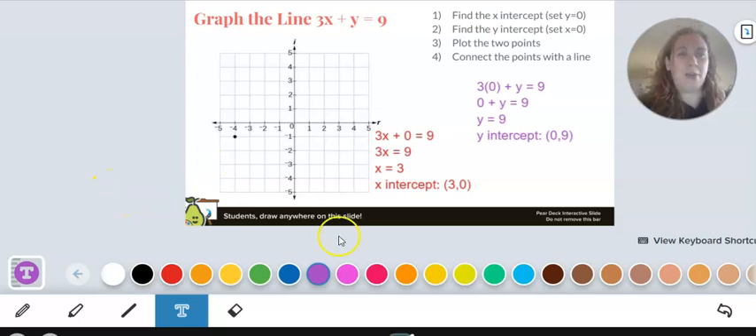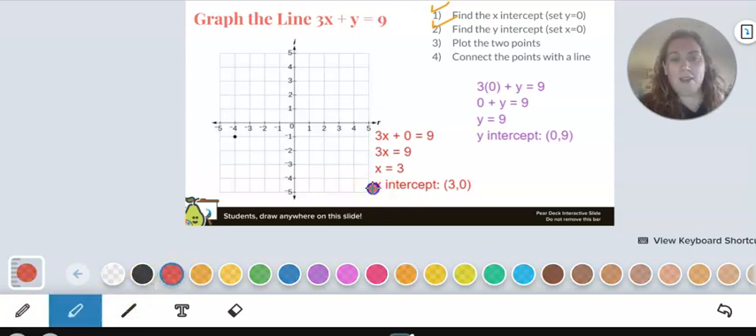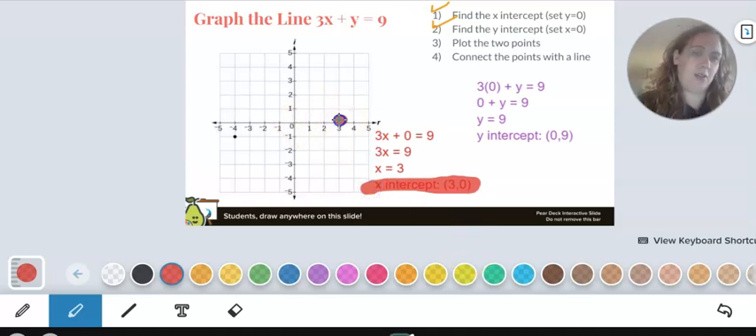All right, we are back for part 2 of the Peardeck. So we found the x and the y-intercept, and now we want to plot these 2 points. Now I made a mistake here, as we can see, because we have our x-intercept, which is at 3, comma 0. So we go to the right 3.